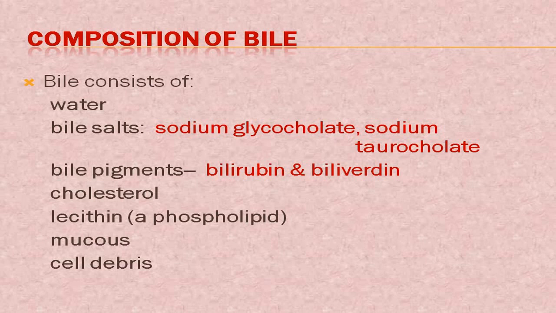As you can see that there are no enzymes in the bile. So the function of the bile is emulsification of fats, and this emulsification is done with the help of bile salts. And bile pigments, they are only required to be excreted out of the body.